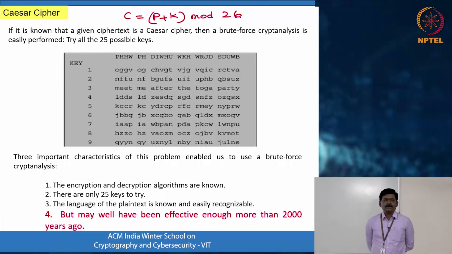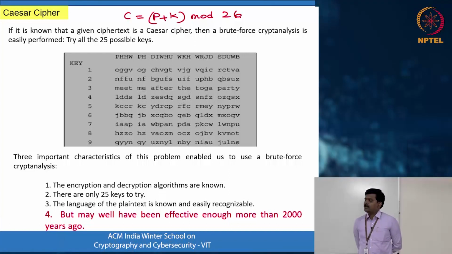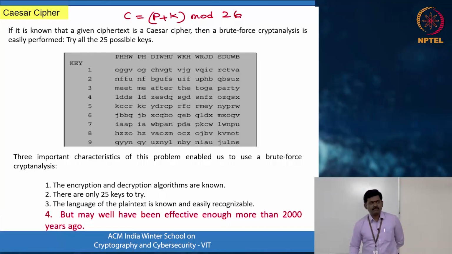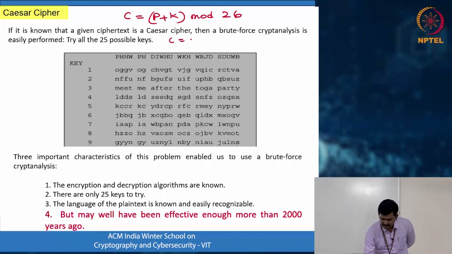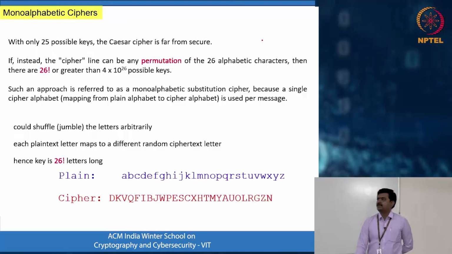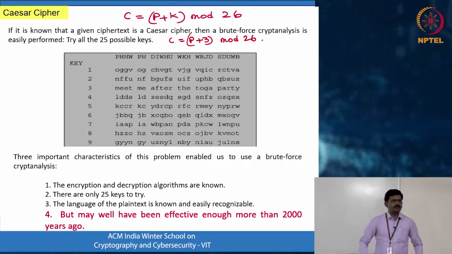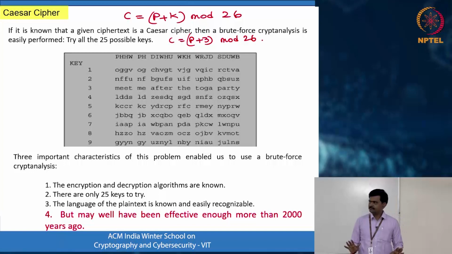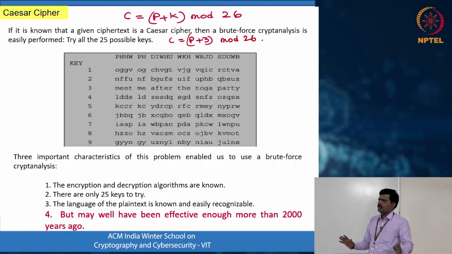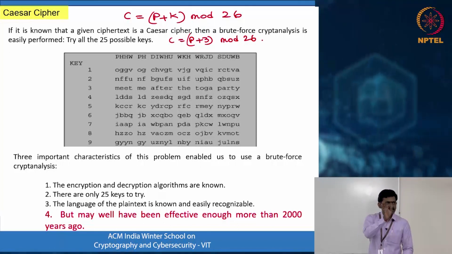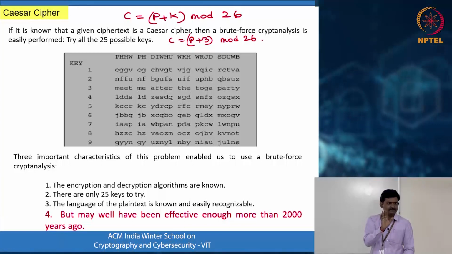Okay. Right. Now, how many key values do I get? What is the general one? C is equal to P plus 3 mod 26, right? How many key values can I choose? I can choose K is equal to 0. Can I choose it or not? If I choose, what will happen? I'll get the same text. Right? I get the same. So totally you have 26 keys. Or if you say that no, I will not substitute K value as 0, you'll have 25.